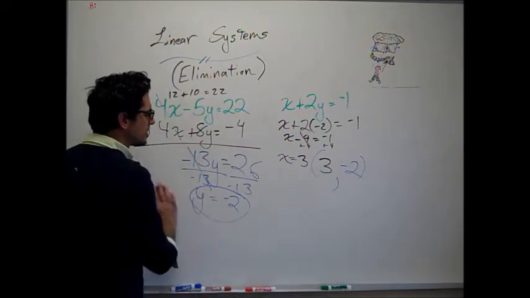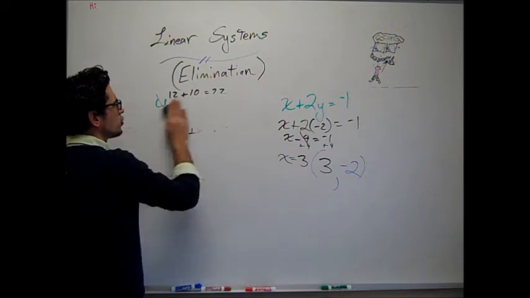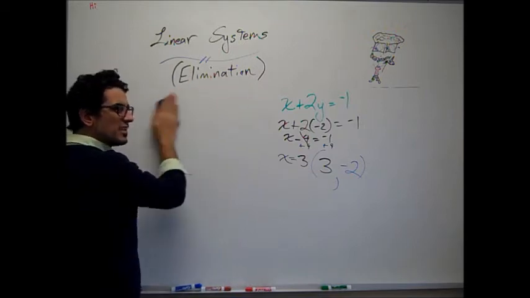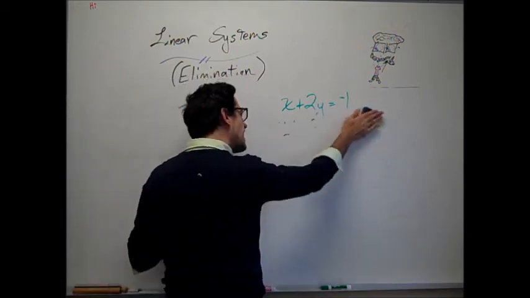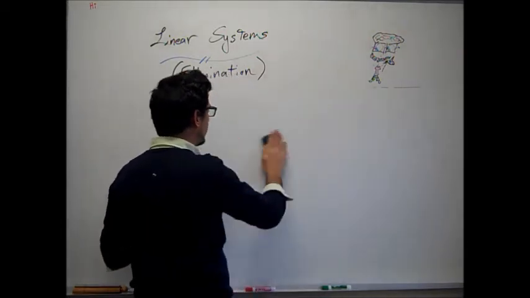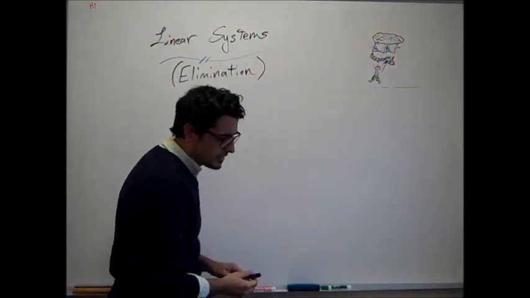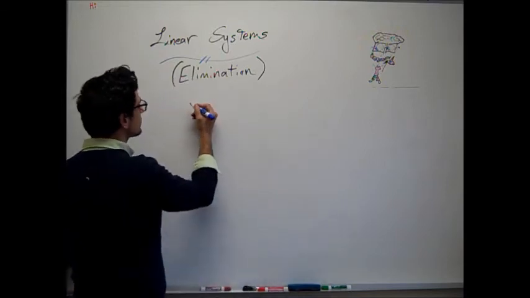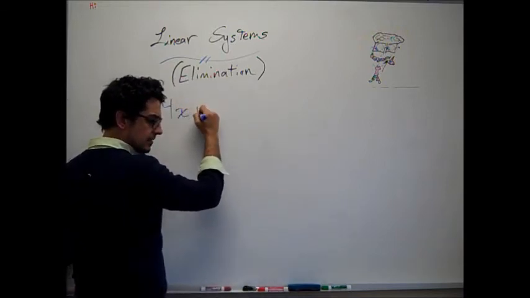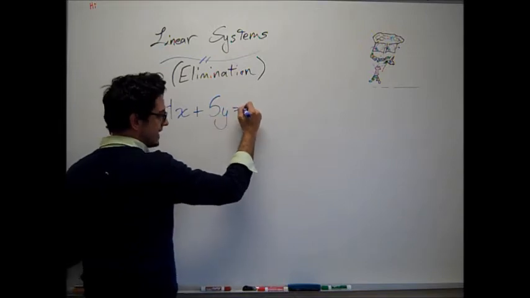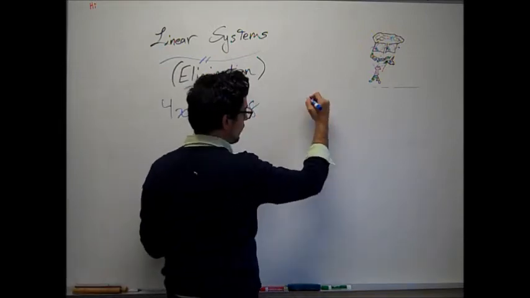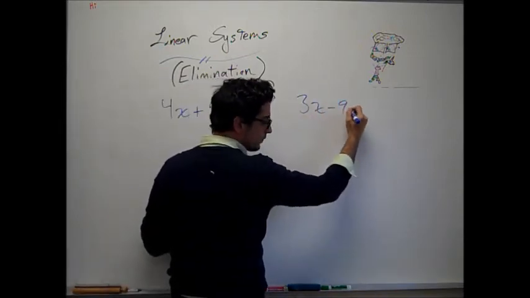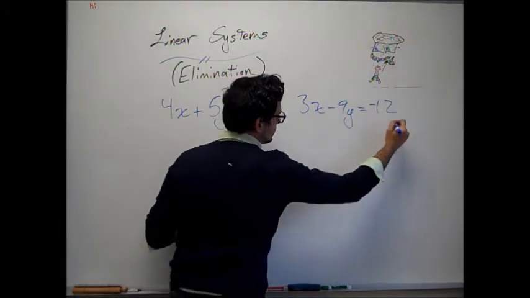Showing one more that you would probably see, because I don't want to just show you the easy versions, and then you get to class and you're all like, but wait, I don't understand! Let me show you another one, which would look like, let's go 4x plus 5y is equal to 18. And let's go 3x minus 9y is equal to negative 12.